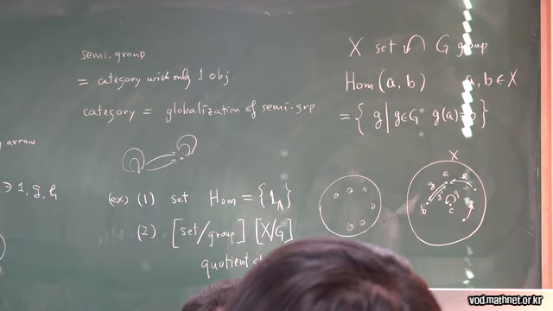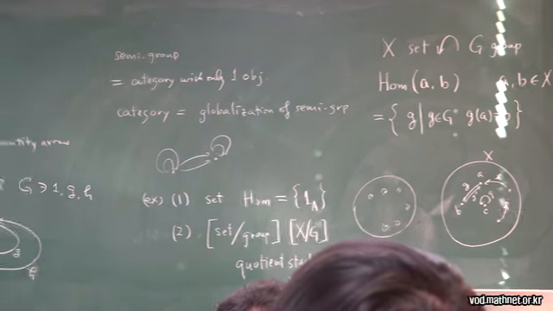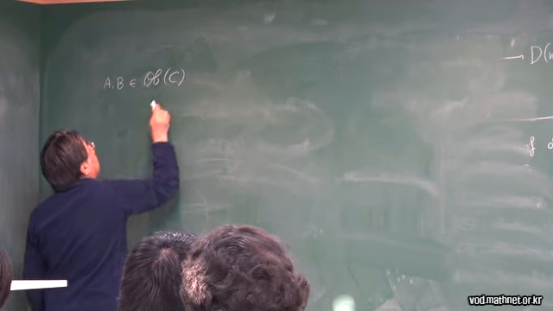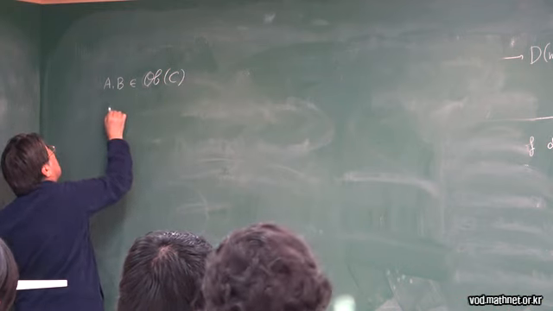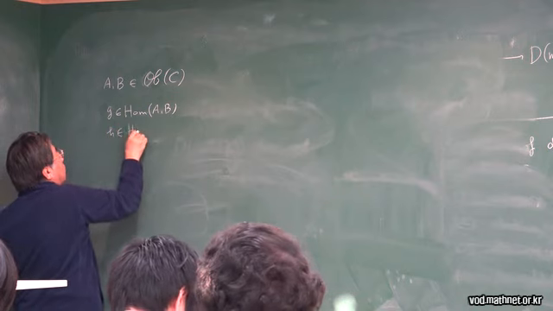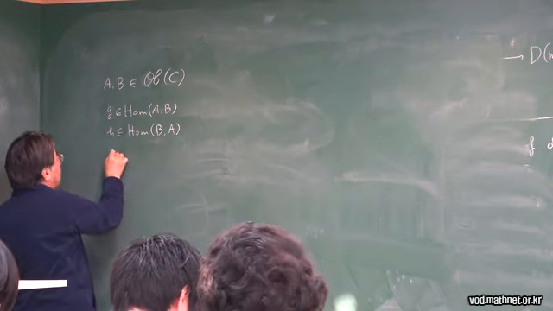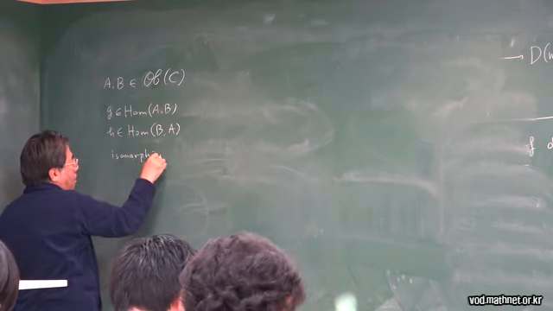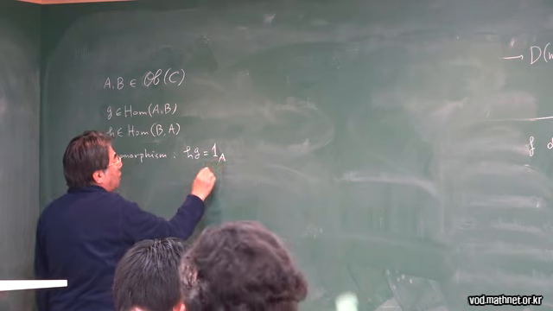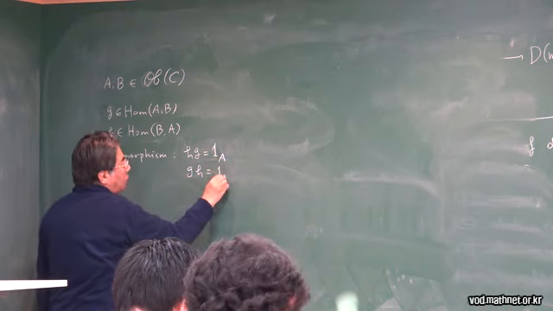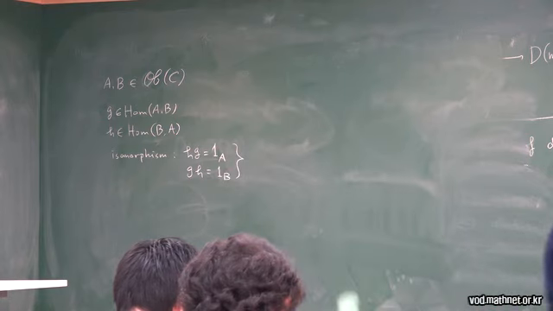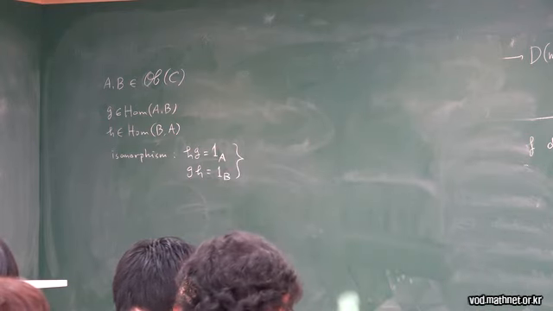And as I said, if you have two objects A and B in the category C, and arrows, so if G is in home(A, B) and H is in home(B, A), then they are isomorphisms if GH is the identity of A and HG is the identity of B. So as usual, isomorphism is defined in this way. If there is a group action like this, then these two points are isomorphic.